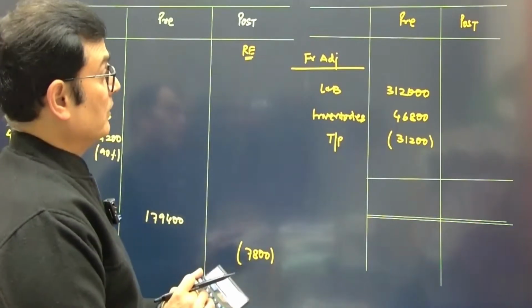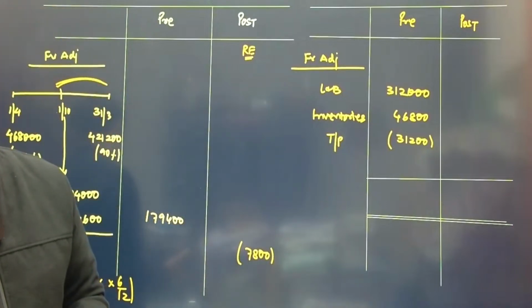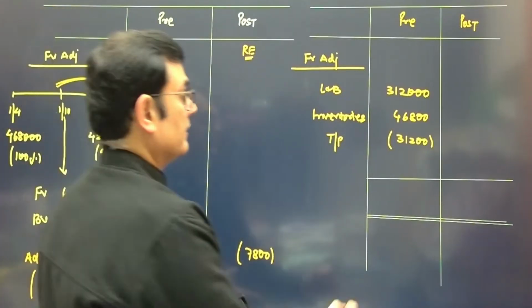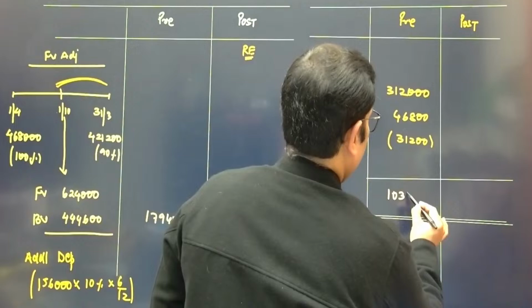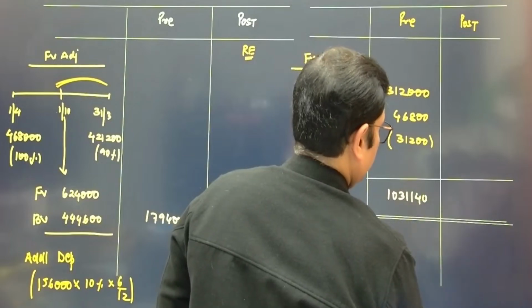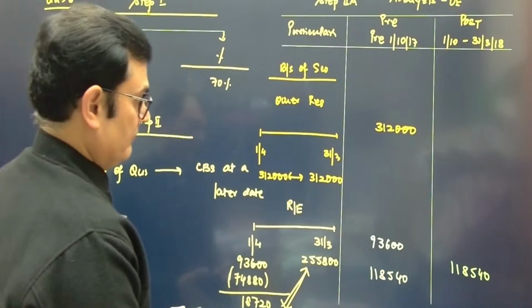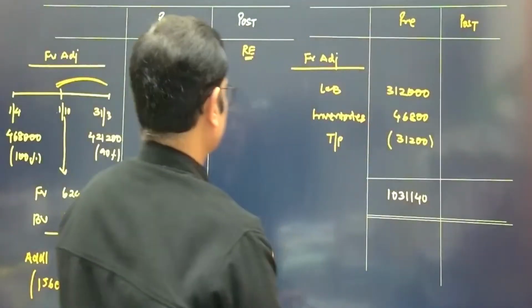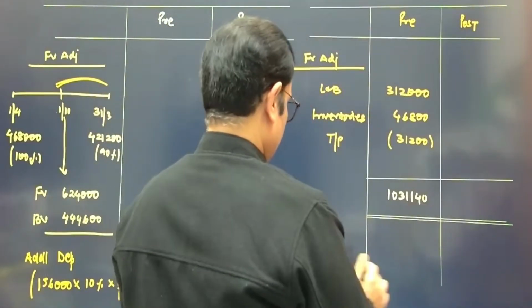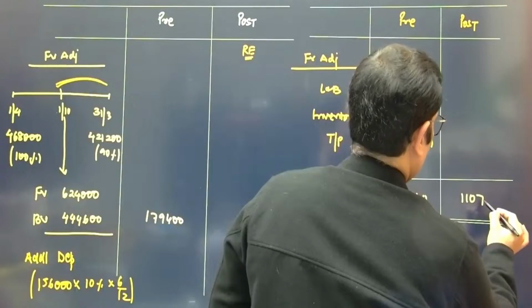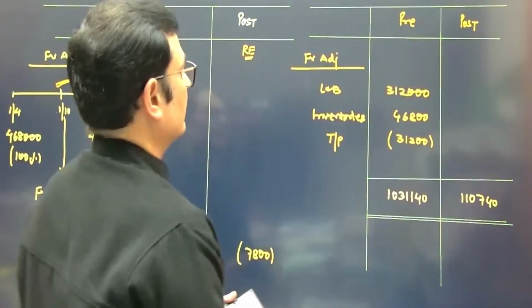Is it 1031 140? Yes, sir. Correct. So this is pre, coming to 1031 140. And 1,10,740 is post. 7,440. Great.